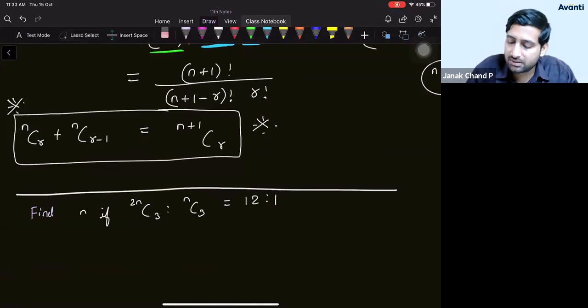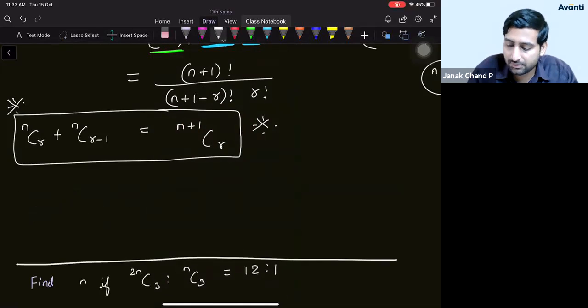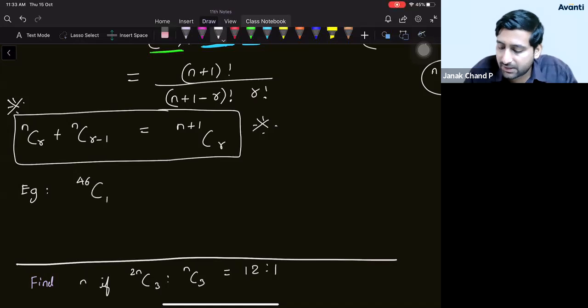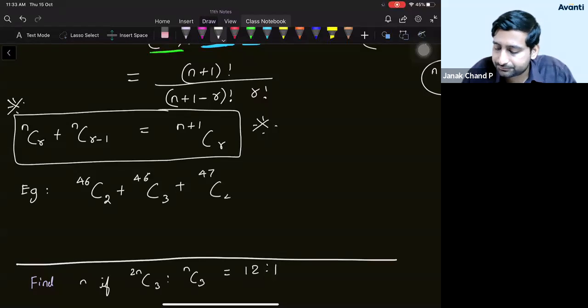Okay, so can you guys do a simple example on this? Find the value of, let's say, 46C1 plus 46C2 plus 46C3 plus 47C4, okay, plus, this will be 4, and then 48C5. Okay, just try this question, student.